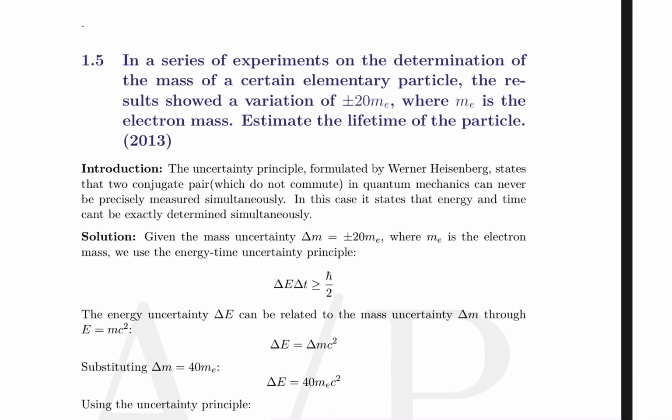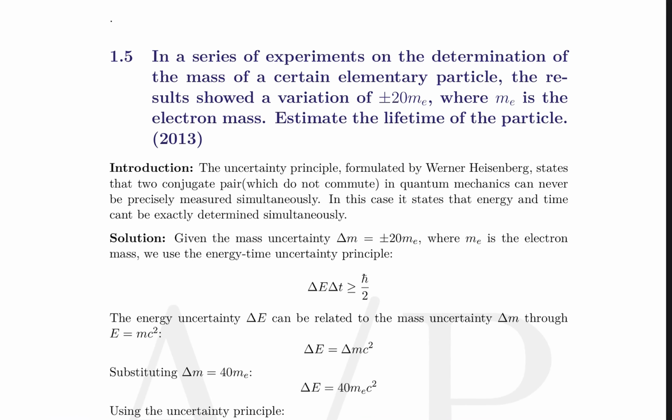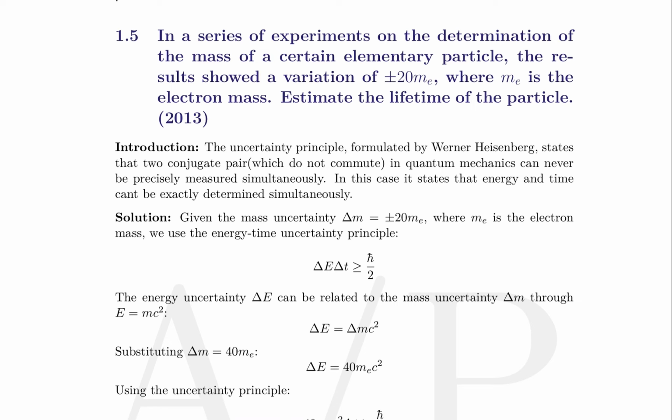So this is a question from the year 2013. It states that in a series of experiments on the determination of the mass of a certain elementary particle, the results showed a variation of plus minus 20 mₑ, where mₑ is the electron mass. Estimate the lifetime of the particle. Now we need to estimate the lifetime of the particle. So again, you see here plus minus 20 mₑ is given as the variation. We need to find out the lifetime.